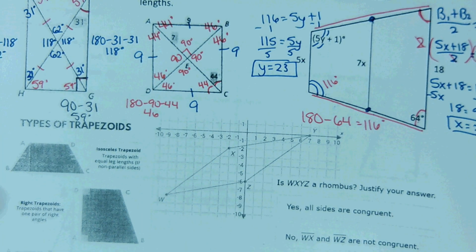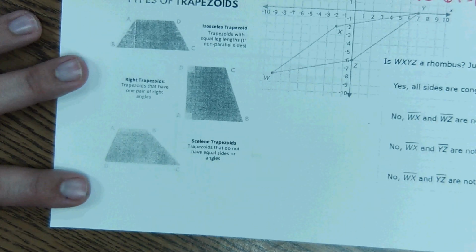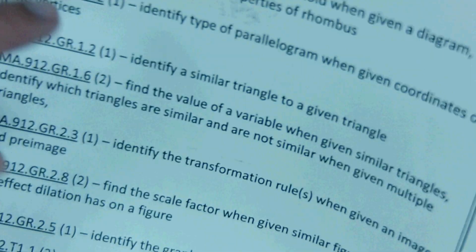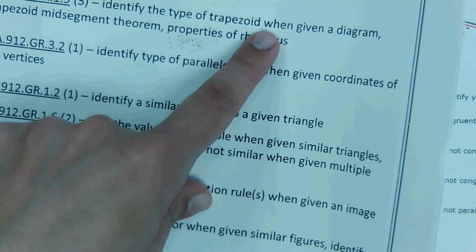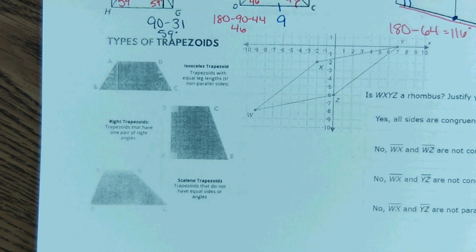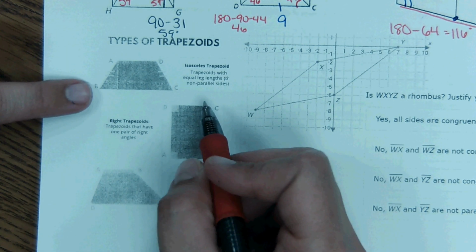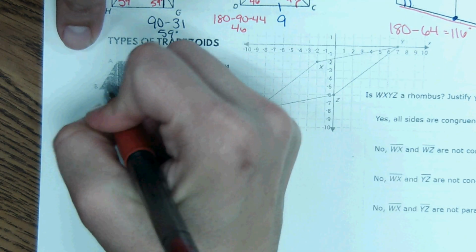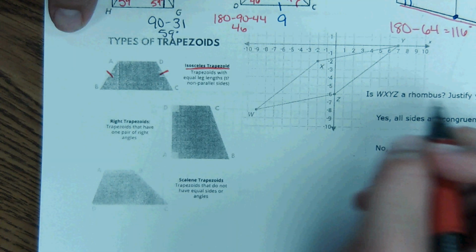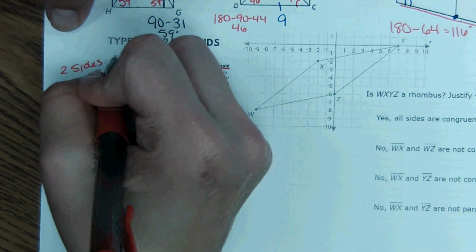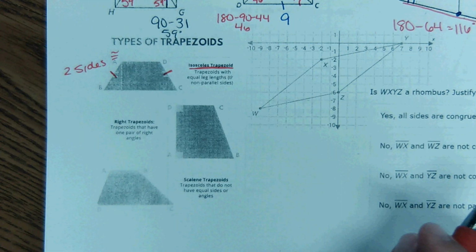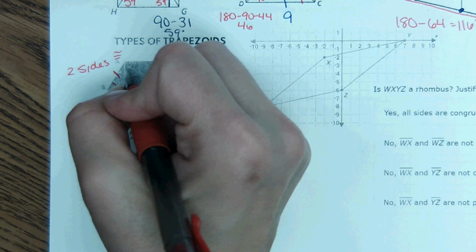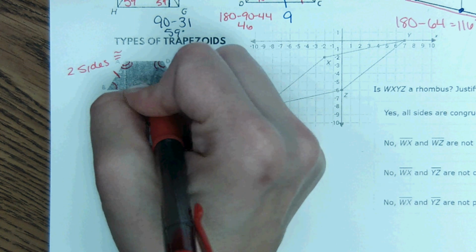Next one down here, types of trapezoids. On this guide it says identify the type of trapezoid when given a diagram. I'm not sure what the diagram would look like, but here are the 3 types of trapezoids that you could have. So isosceles trapezoid means that 2 sides are the same. So 2 sides are congruent, like these 2 sides. And with an isosceles trapezoid, your base angles would be equal. So this would equal this, and this would equal this.